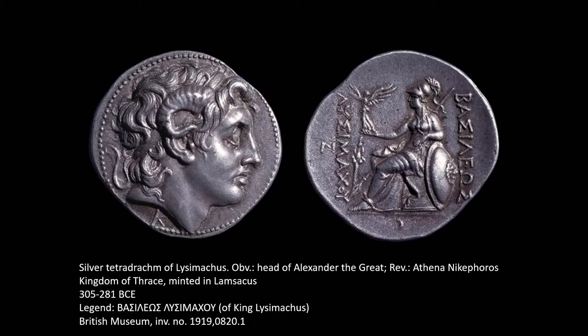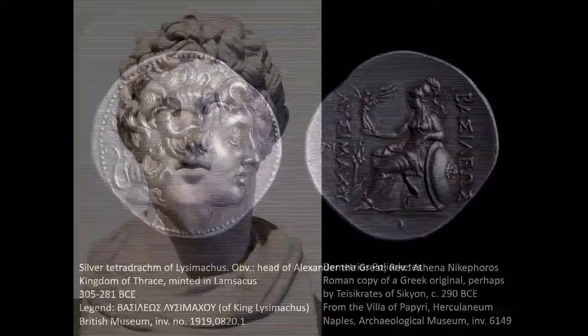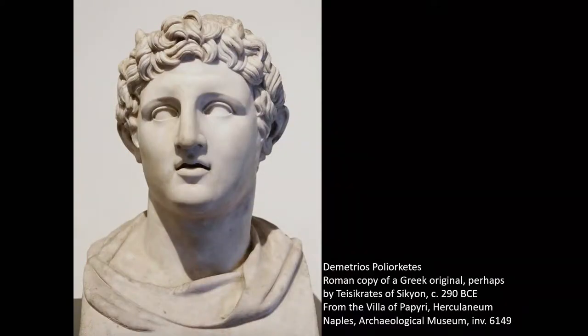Another thing that you can do to make your link to Alexander even more explicit, if you're a successor, is to adopt familiar Alexander-like characteristics in your own portraits, thereby enhancing your own status and legitimacy. And a good example of this is Demetrius Poliorcetes, Demetrius the Besieger. He's a member of the Antigonid family who inherits the kingdom of Macedon after Alexander dies. He's also one of the first to utilize Alexander's image. So here we've got a Roman copy of the original bust of Demetrius. The original, we think, was probably created by a student of Lysippus's son. The work of Lysippus's son was virtually indistinguishable, we're told, from the work of the great master himself. So he's got his own sculptural school.